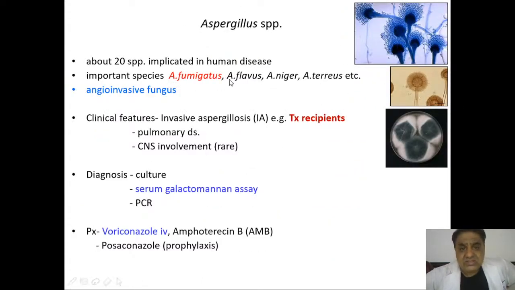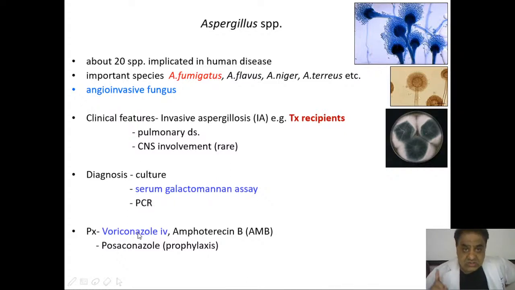Aspergillus fumigatus is the most important. Aspergillus species are angio-invasive fungi, and in transplant recipients, they cause invasive aspergillosis. Pulmonary disease is the most common complication of aspergillosis, while CNS involvement is rarely seen but also dreaded. Diagnosis is by culture. Serum galactomannan assay is an important biomarker for Aspergillus. And PCR, of course.